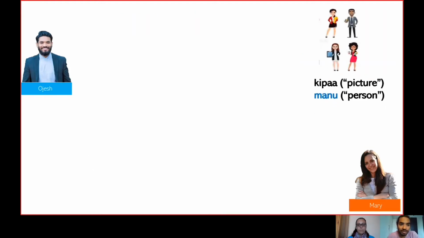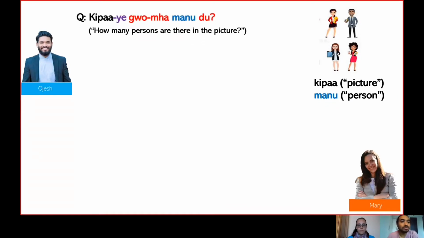Suppose that I want to count people in Nepal Bhasa. In this case, I have to ask, Kipa goma manu do? How many people are there in the picture? In this case, manu means person, and goma is the question word how many, which is made up of go plus ma, because ma is the counting word used for people and animals.